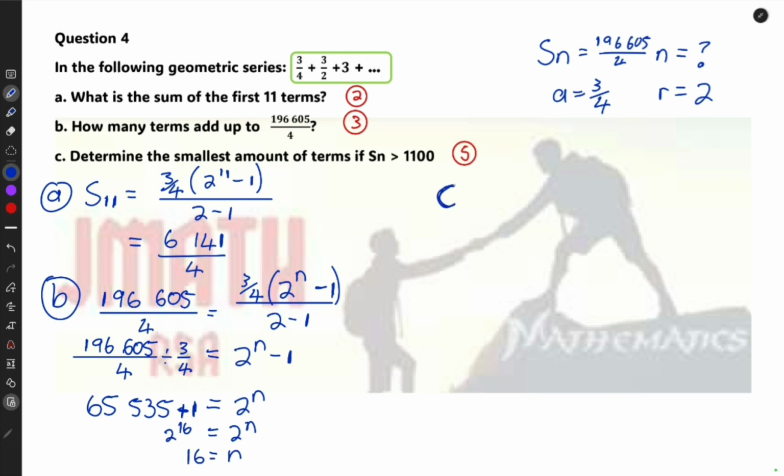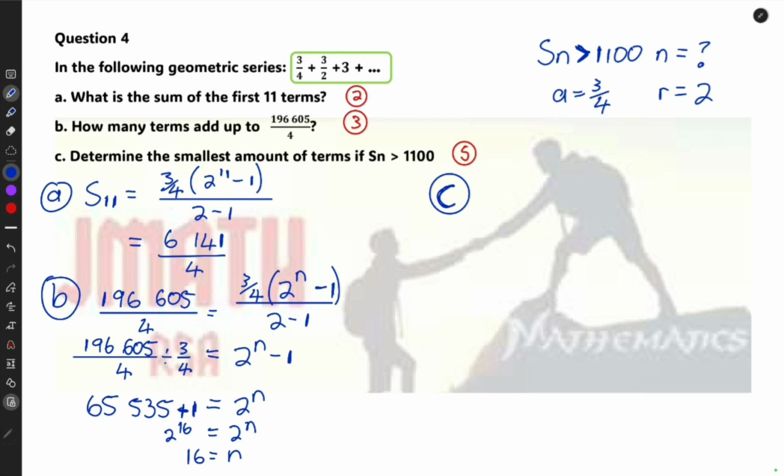Okay, question C. So this is now again the level 4 exam question. In this case, determine the smallest amount of terms that would give me a value of greater than 1,100. So greater than, I am going to do an inequality for this sum. And n is what they are asking me again.